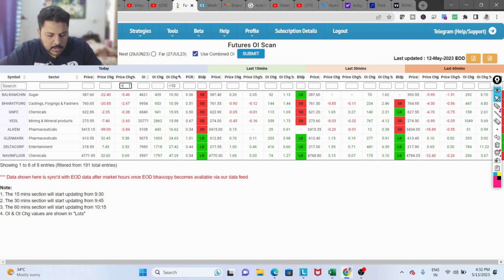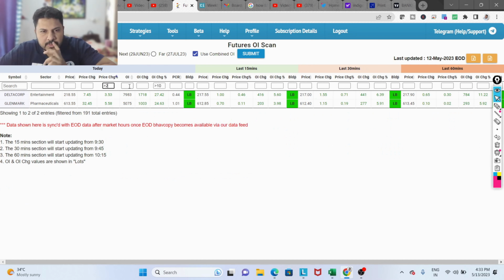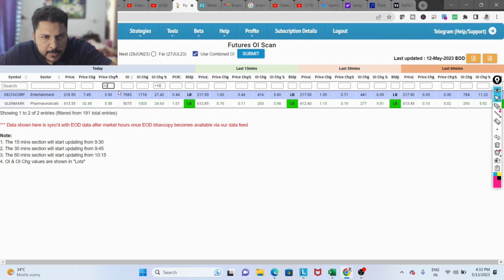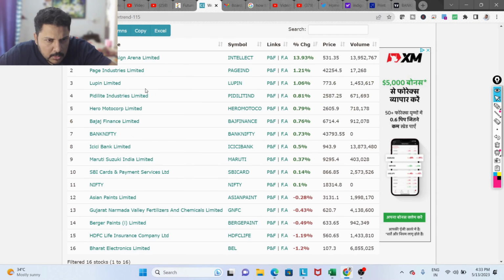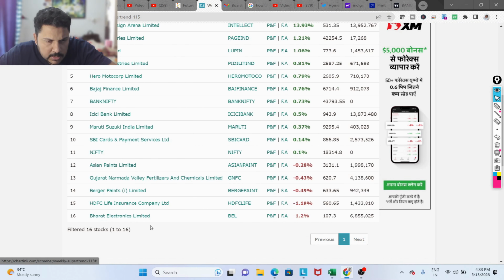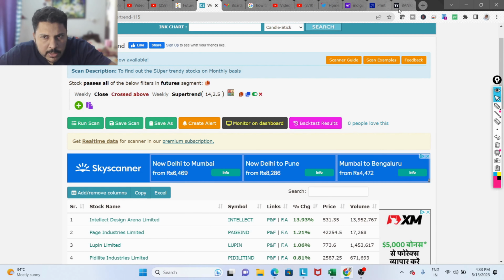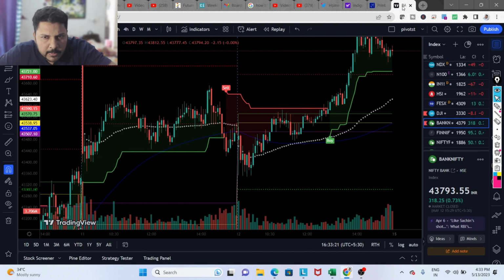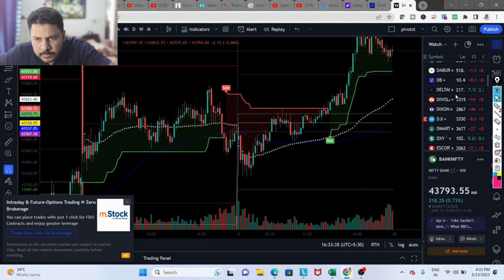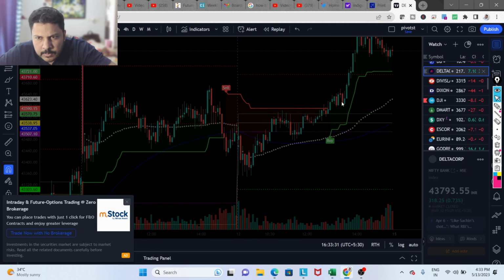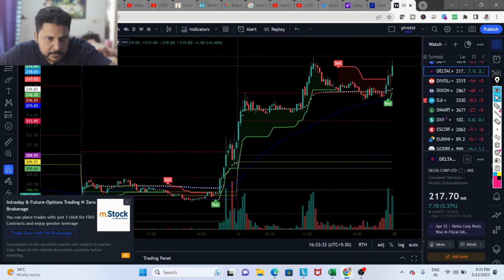Now if I want to do a buy, then I have to see which are the stocks that are having greater than 2% price change, OI change 10%. So two are qualifying, Delta Corp and Glenmark. So do we have Delta Corp and Glenmark in this list? No, we don't have. So let's check Delta Corp and Glenmark. So this is Delta Corp chart.